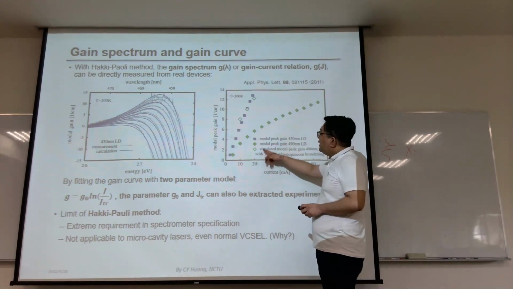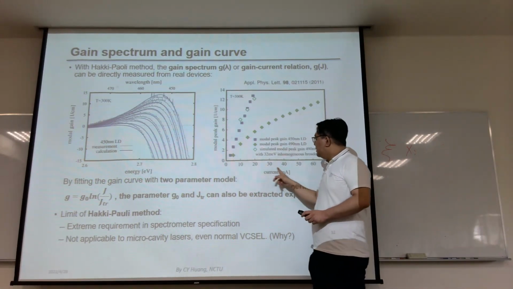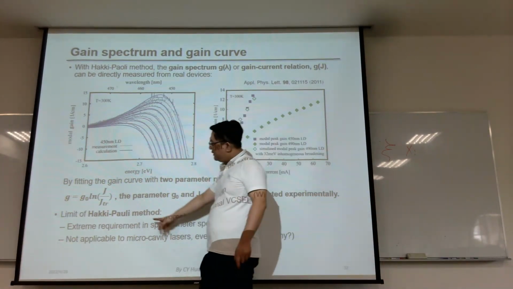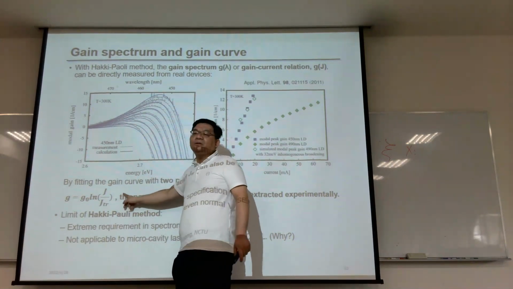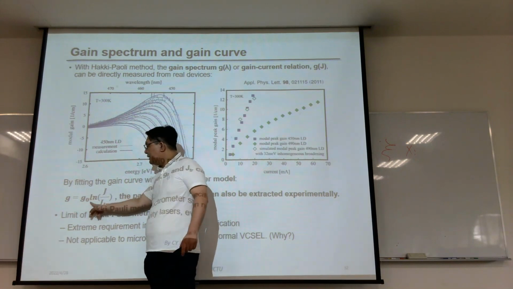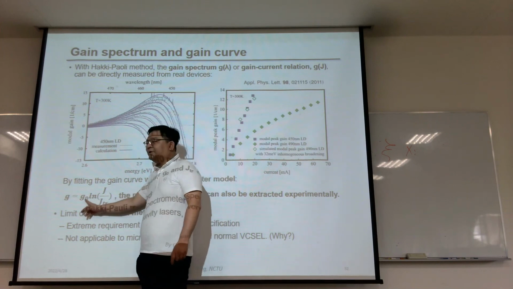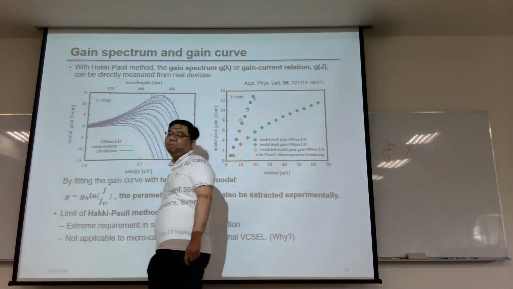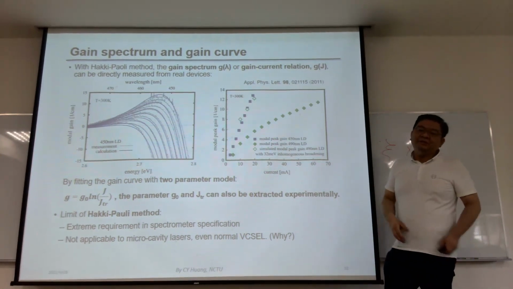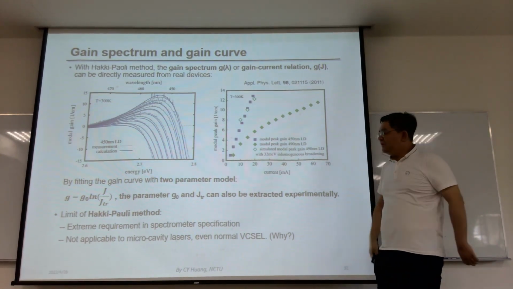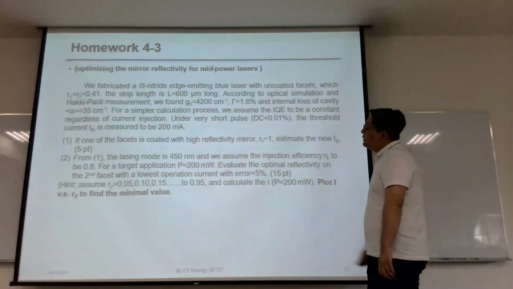Alright. So once you have such modal gain versus current density, you can do a curve fitting with the two-parameter model. You can finally get where G0 comes from. So G0 can also be experimentally measured, and Γ can be obtained by optical simulation. So you can put everything together to really characterize your laser diode. Okay.